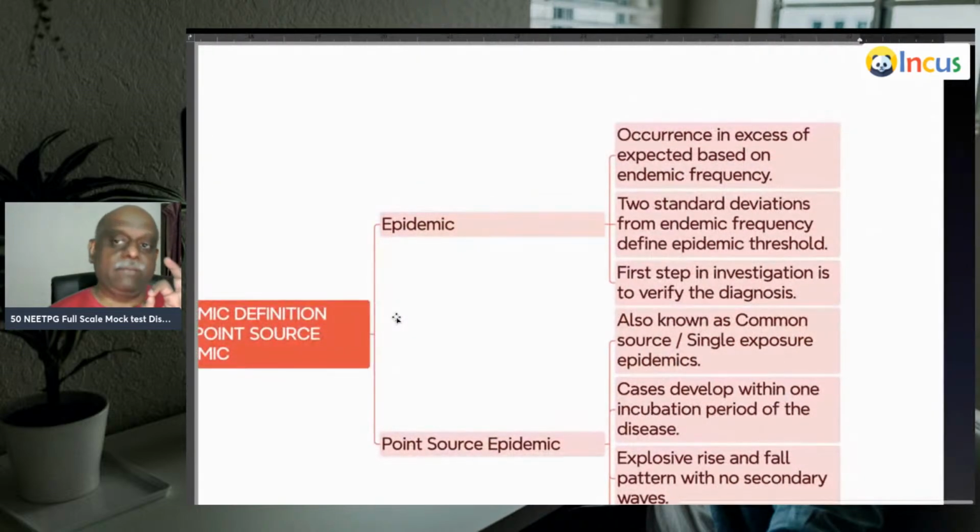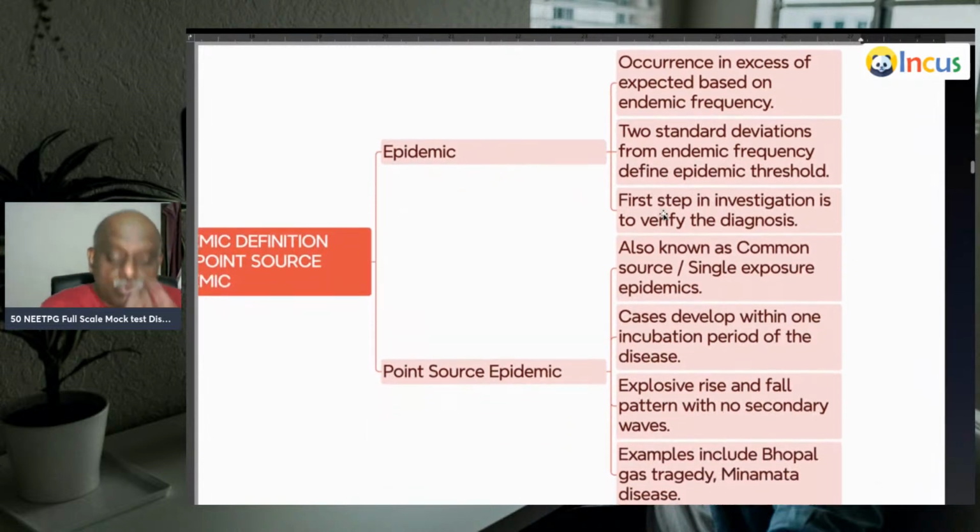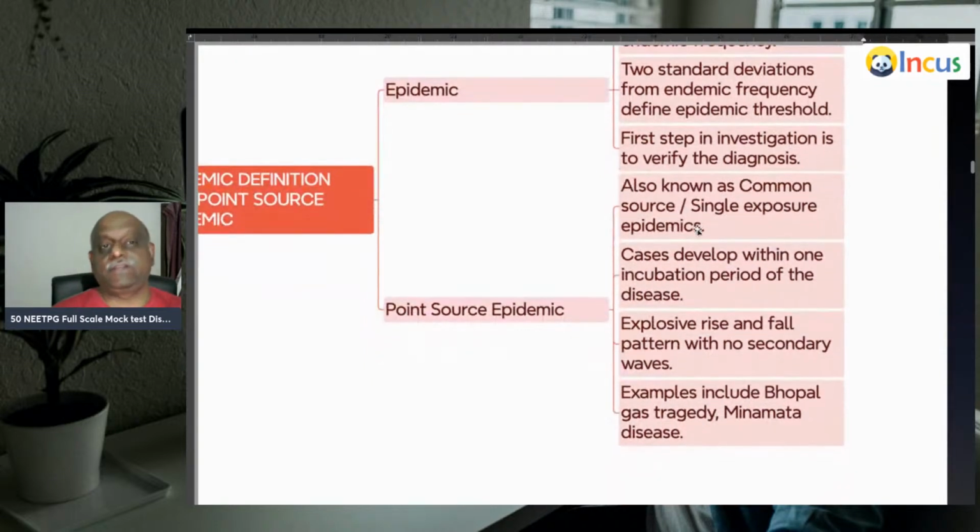Point source epidemic. First of all, epidemic means excess of expected based on endemic frequency. Two standard deviations from endemic frequency defines the epidemic threshold, is what you need to remember. Always in an epidemic, the first step is to verify the diagnosis.